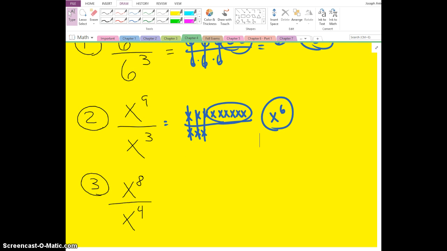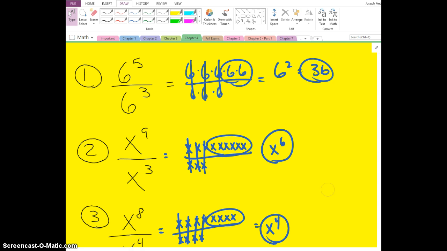Again, we'll try that one more time. We'll say x to the 8th divided by x to the 4th. We say 1, 2, 3, 4, 5, 6, 7, 8, over 1, 2, 3, 4. Again, a number over itself crosses out because it equals 1, and we're left with x to the 4th. If you go back and look, you should notice a pattern.